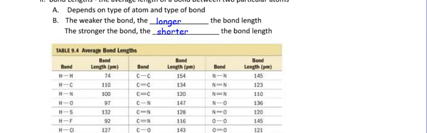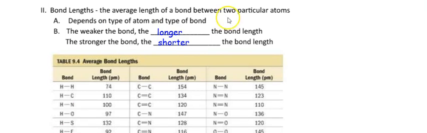All right, let me scroll this up again. Bond length is the average length of bond between 2 particular atoms. It depends on the type of atom and the type of bond. The weaker the bond, the longer the bond length. The stronger the bond, the shorter. If it's a stronger bond, the atoms are going to like each other and get a little bit closer together, aren't they?